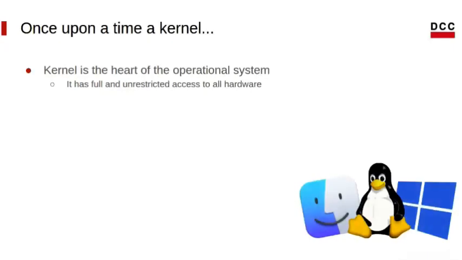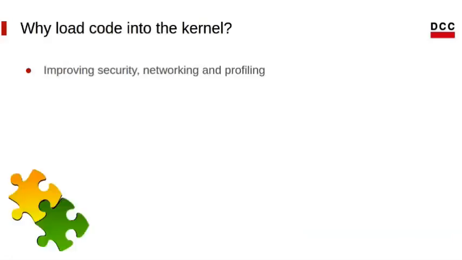Sometimes we want to add a new functionality into the kernel. To do it, we need to change the kernel code, or we can load a piece of code into the kernel. But why load code into the kernel? Full kernel access might be useful for dealing with security, networking, profiling, and etc. There are different use cases according to user necessities.